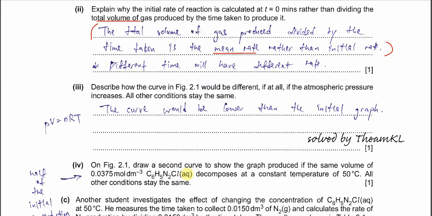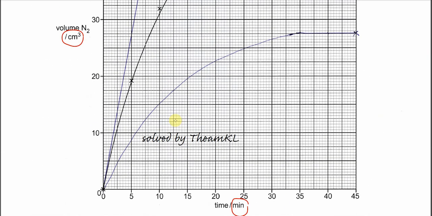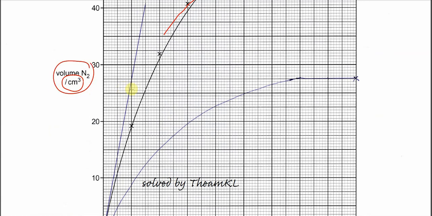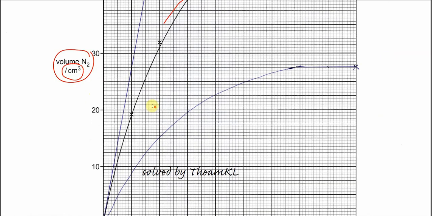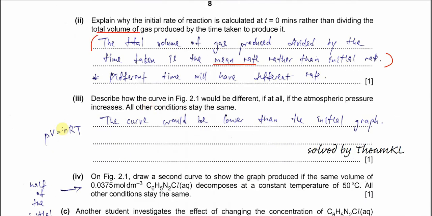Part 3. Describe how the curve in this figure 2.1 would be different, if at all, if the atmospheric pressure increases, all other conditions staying the same. That means temperature is the same, and others like concentration are the same. This curve is the gas collection, the volume of nitrogen, so it's about the formation of gas, and gas is affected by the combined gas law. So we can easily relate to this combined gas law.